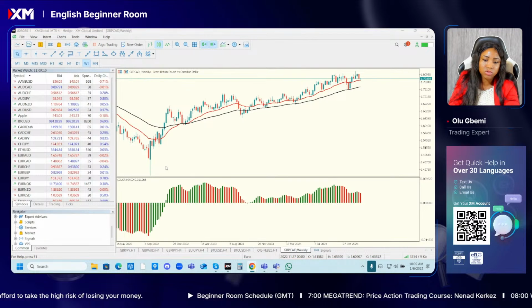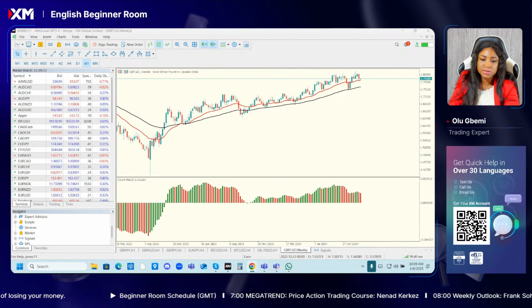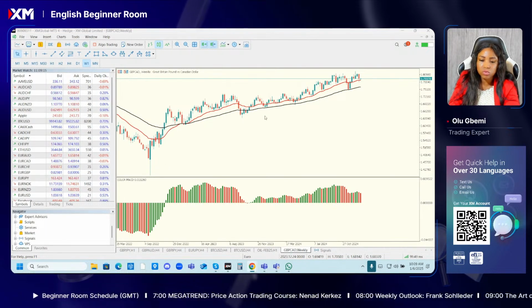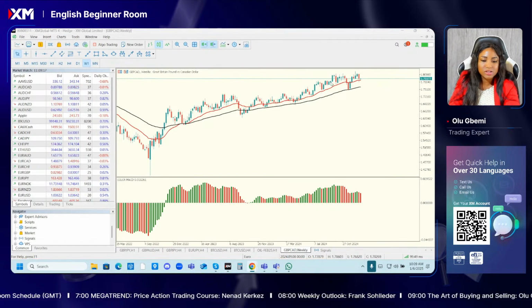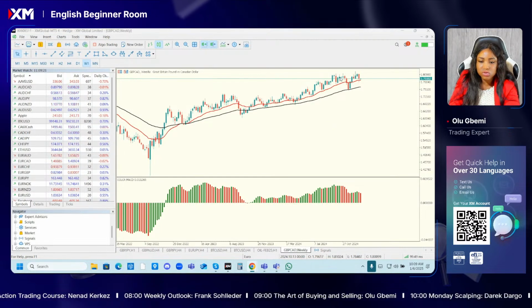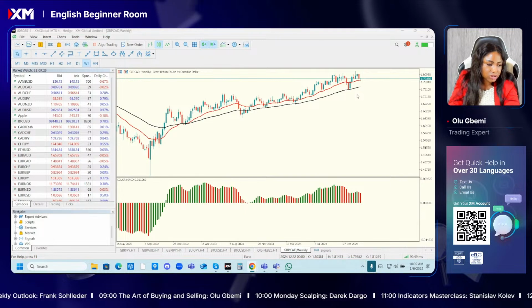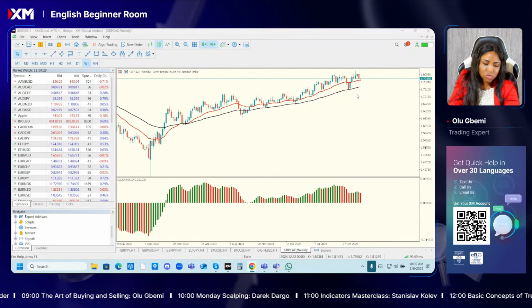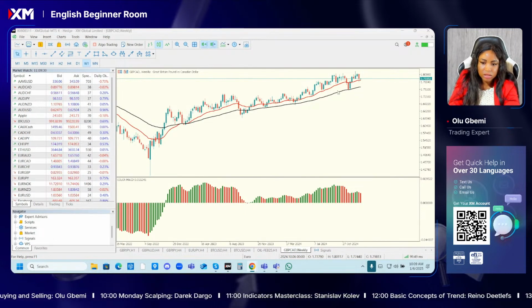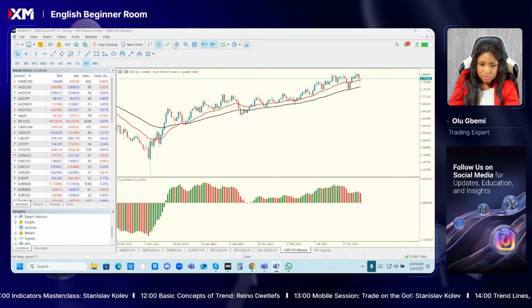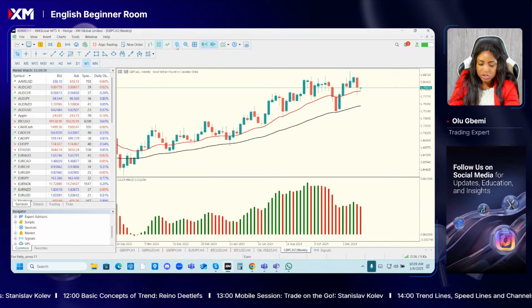For instance, I have opened the chart of GBP Canadian dollar on the weekly time frame, and it is clear to us that this is an uptrending market. The question is, is this going to continue up, or is there a possibility that there's going to be a change in direction? That's what we are going to be looking for at the beginning of a week like this. I can see that last week's candle was an engulfing bearish candle.